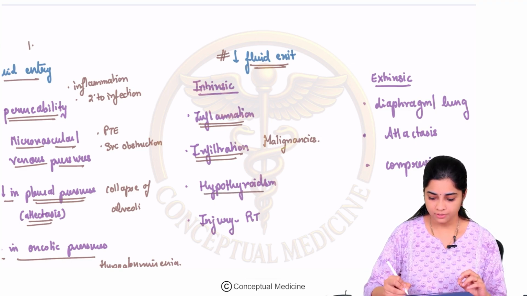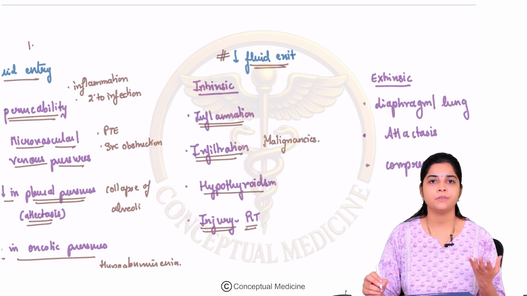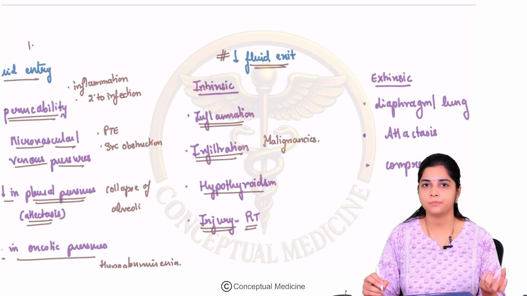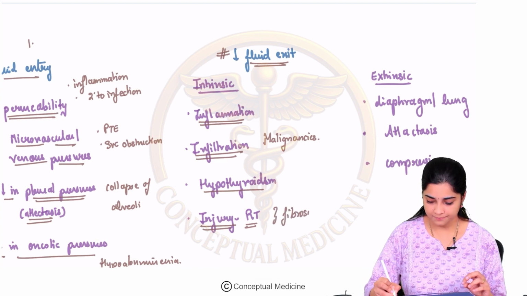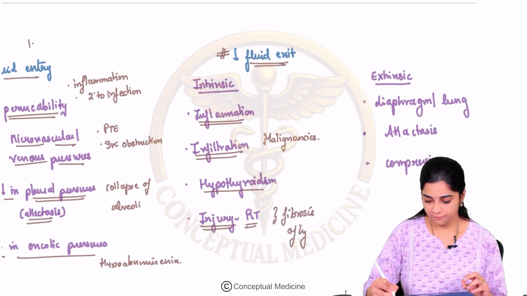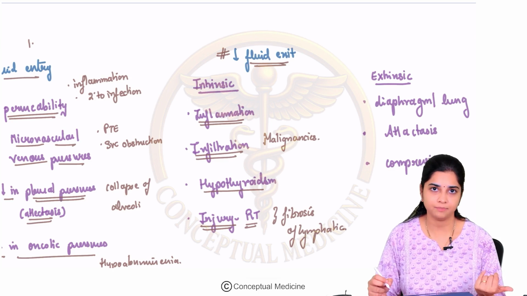Then hypothyroidism or injury to the pleura, such as chest radiotherapy which you receive during thyroid cancer or breast cancer, can all cause fibrosis of the lymphatics. So there is fibrosis of the lymphatics and there can be obstruction to the lymphatic flow and hence accumulation of fluid within the pleural cavity.